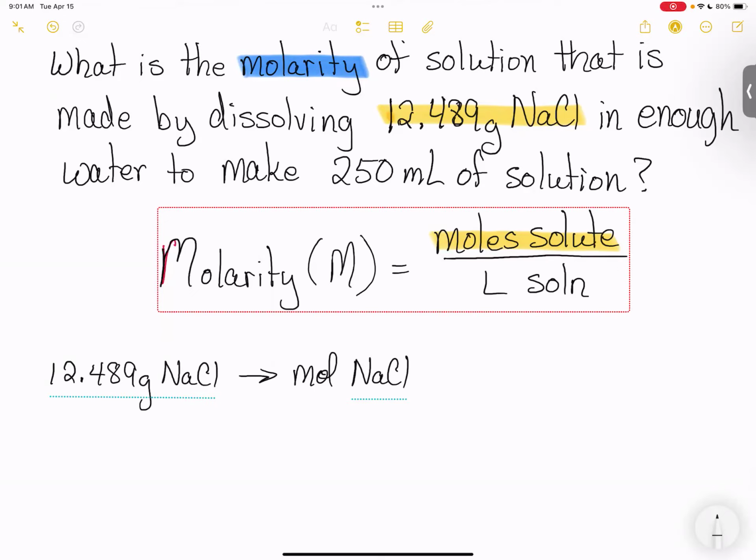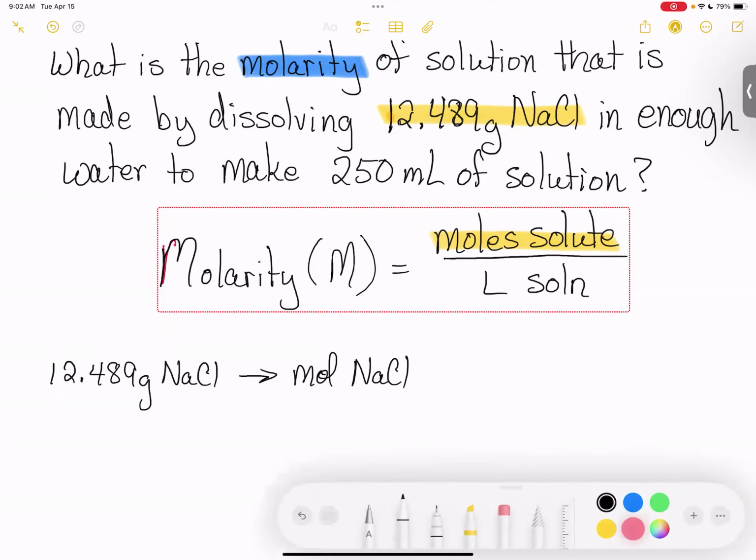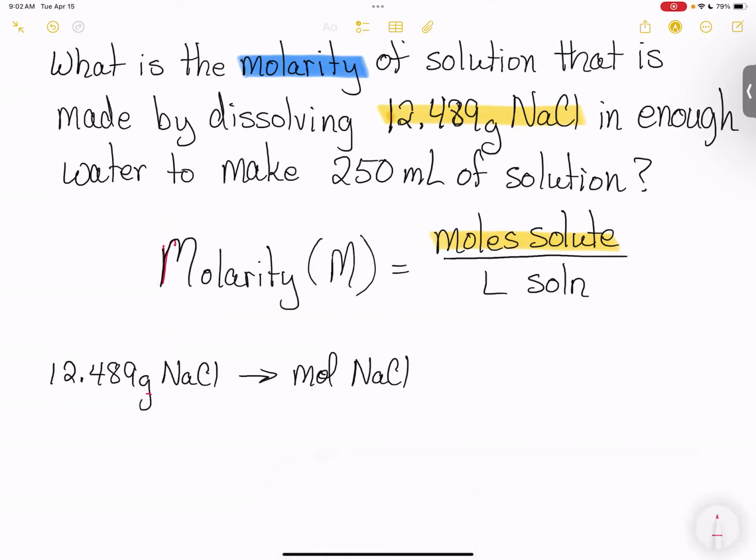How do you convert grams into moles? What is the conversion factor to convert grams into moles? It's moles over molar mass. It's the molar mass. That's the conversion factor. It's always the molar mass, because anytime you see grams, the conversion factor is the molar mass. So because I saw grams here, I need the molar mass.